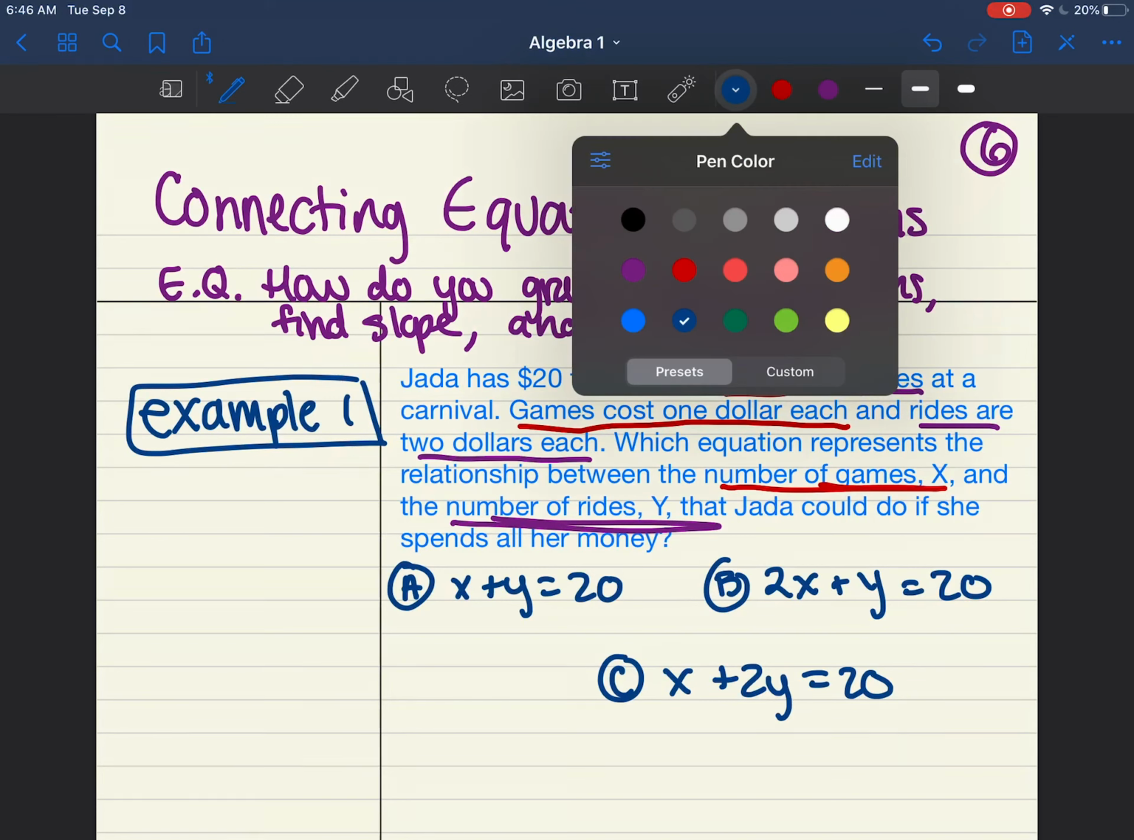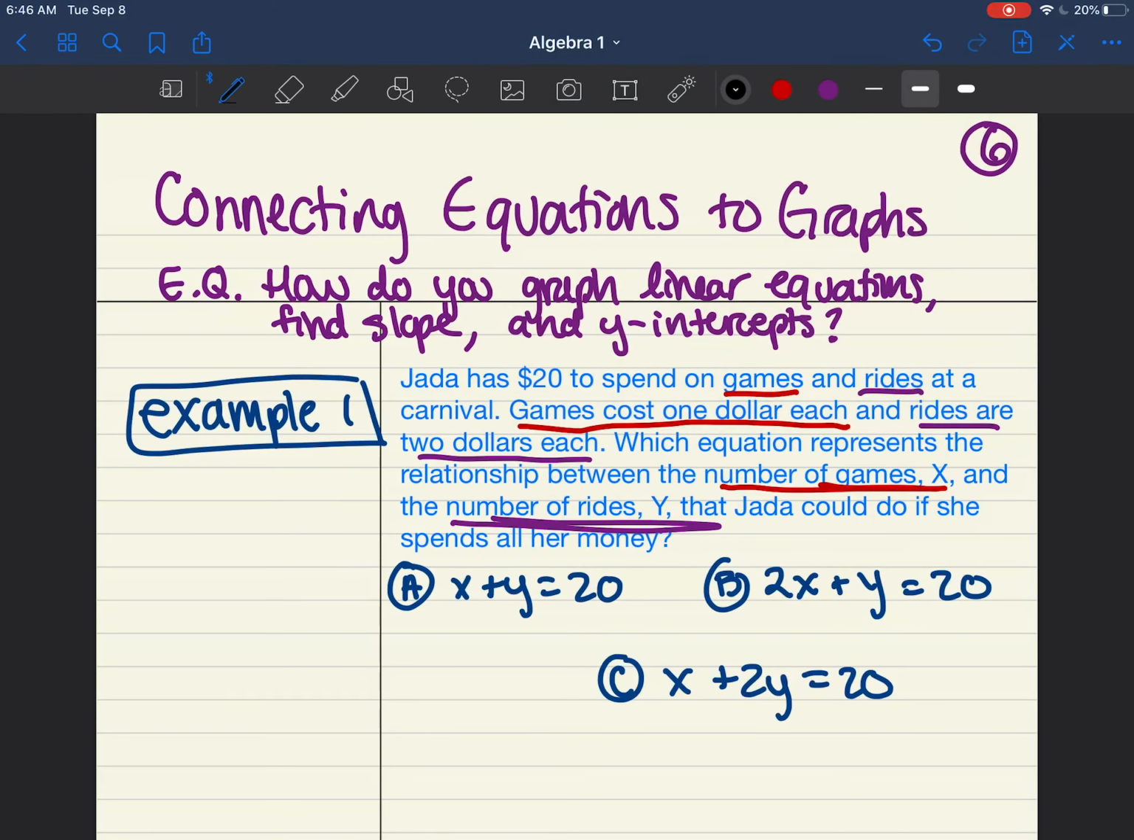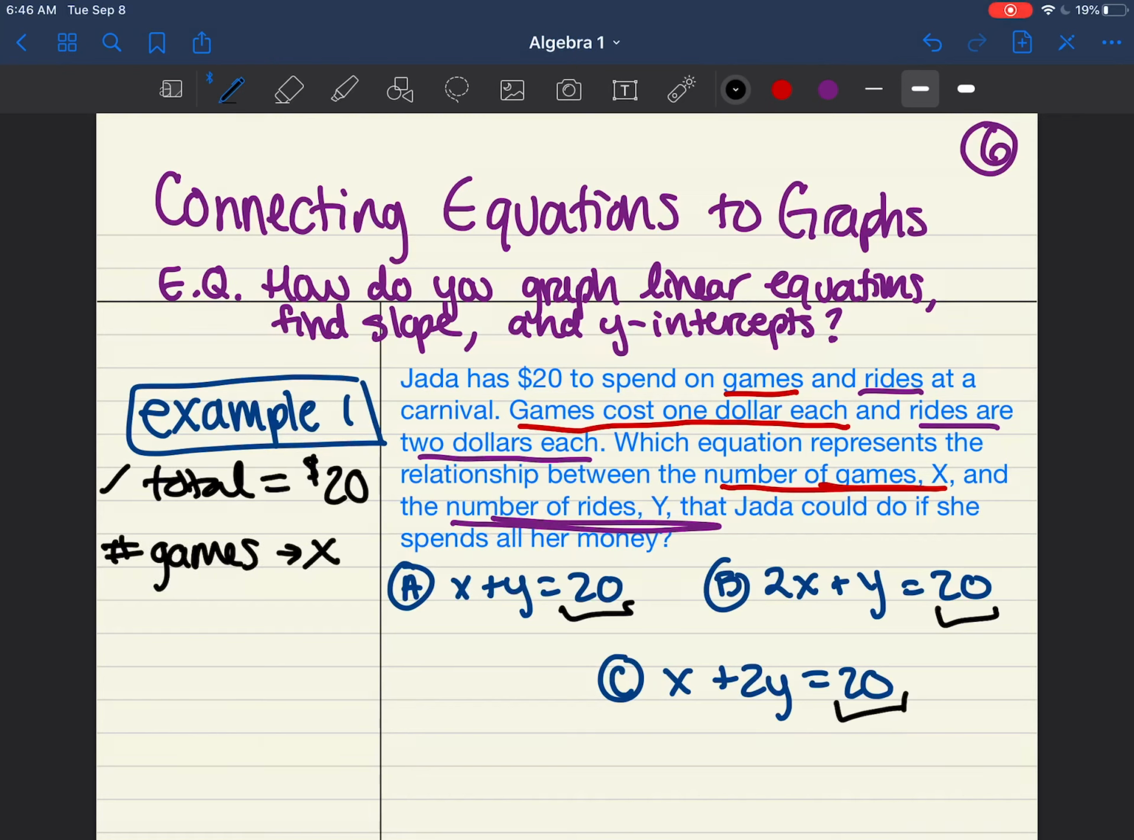So, total is $20, right? And we can see here all three options represent that total of 20, so that's good. So the number of games is x, and the number of rides is y. So we really want to break down all this information because all three of these equations look really similar.